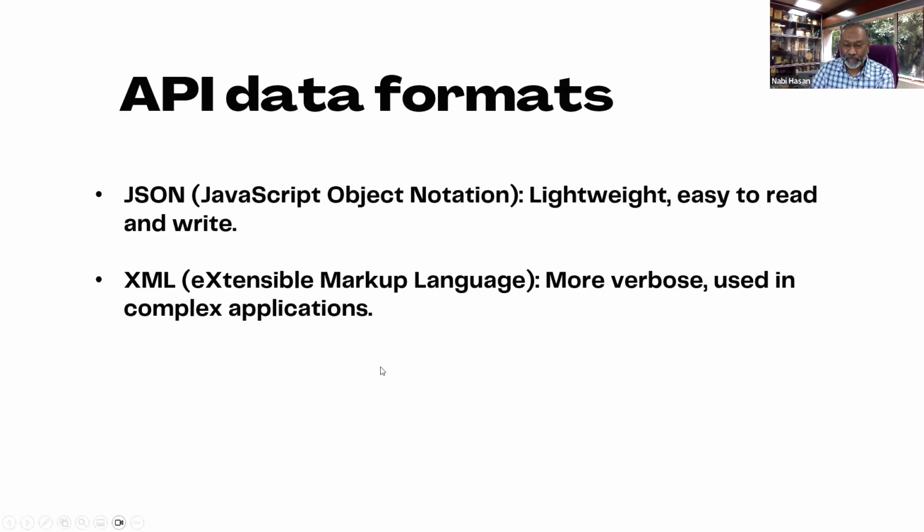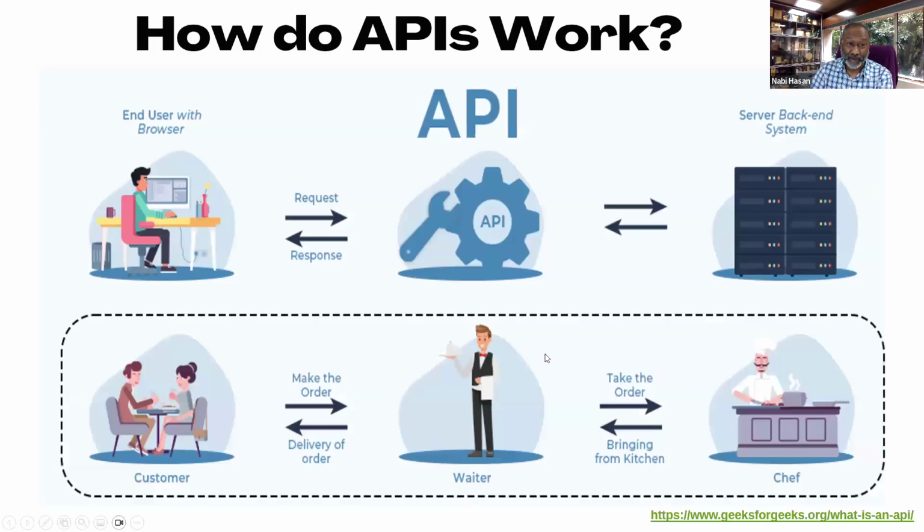As far as the data formats are concerned, there could be many data formats, but there are two formats which are very popular. One is JSON format and another one is XML format. And these are used for different purposes. JSON is more popular because it is lightweight, it is easy to read and write as well.